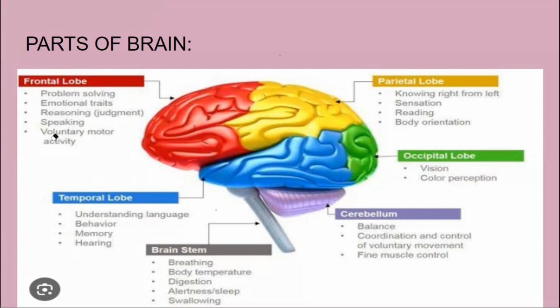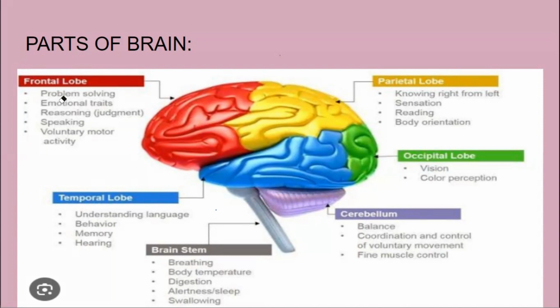So the cerebrum, and the back portion, the small pouch-like structure, is called the cerebellum. The function of the cerebellum is to control our muscles while we are walking, driving or cycling, or when circus people walk on the rope. So this part of the brain, the cerebellum, controls muscular coordination.